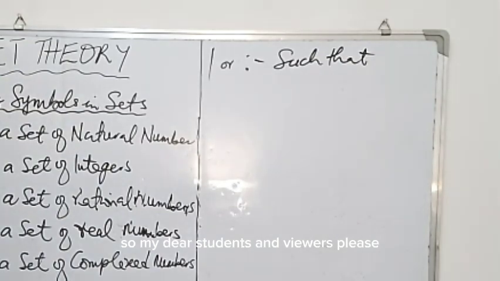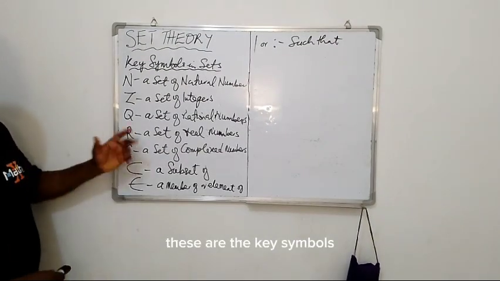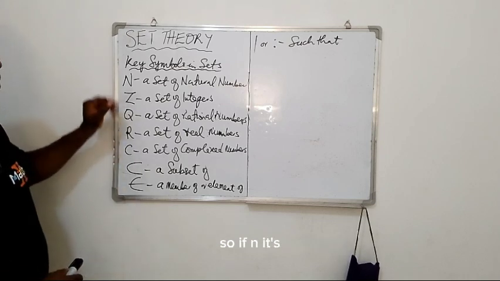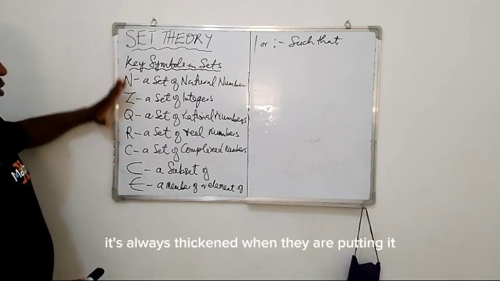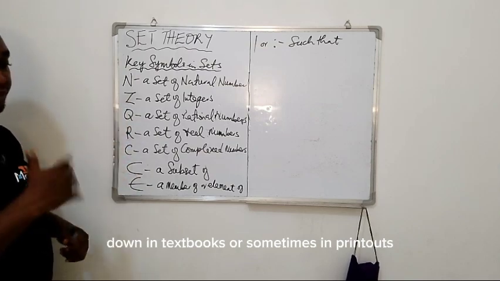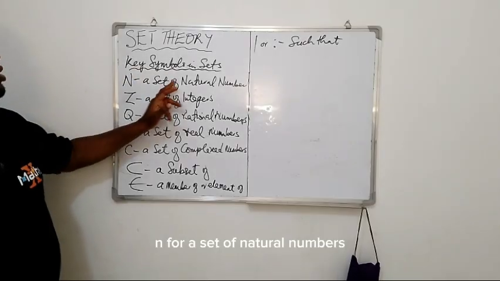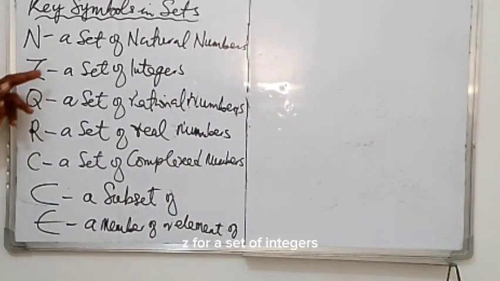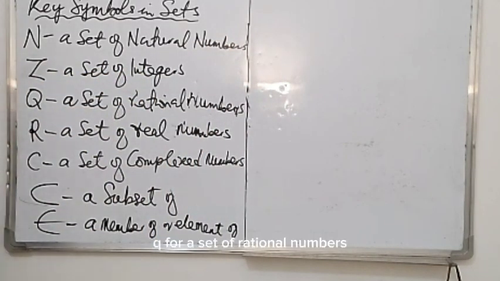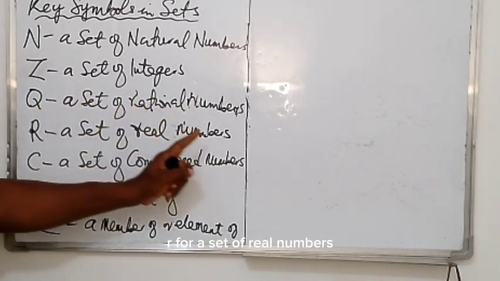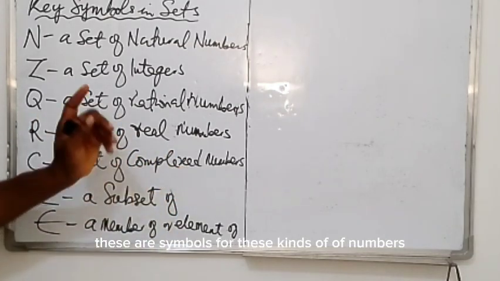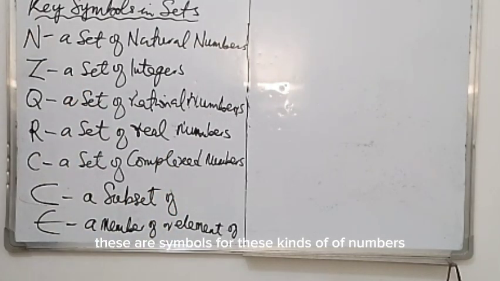So my dear students and viewers, please, these are the key symbols I want us to be acquainted with. So N, it's always thickened when they are putting it down in textbooks or sometimes in printouts. N for a set of natural numbers, Z for a set of integers, Q for a set of rational numbers, R for a set of real numbers, C for a set of complex numbers. These are symbols for these kinds of numbers.